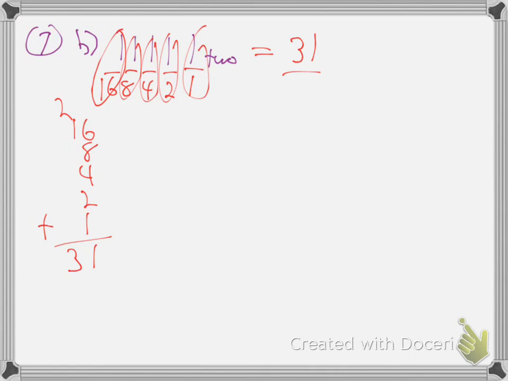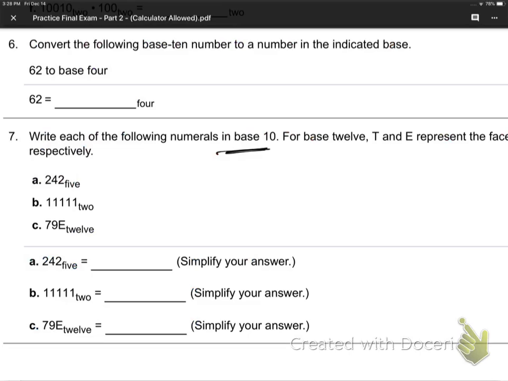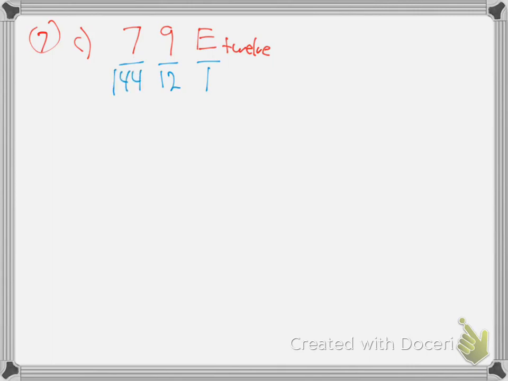All right, let's go to part C. Part C says 79E, base 12. And the base 12 system. Okay, so let's try it out. So this is the 1's place, 12's place, 144's place. See what I did? Base 12, you start with 1, you go times 12, times 12.